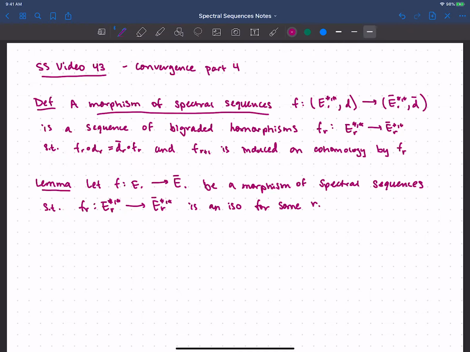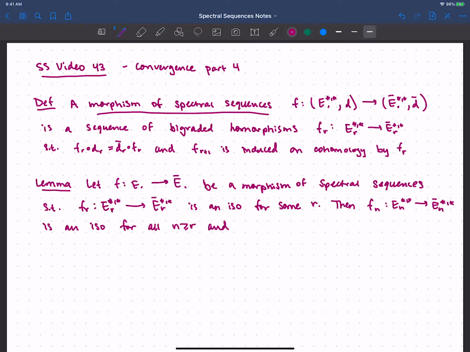So it doesn't need to be an isomorphism on the second page or the first page, but if it's an isomorphism on the 10th page, well, then this lemma claims that we can go to any subsequent page and look at the induced map there, and that should also be an isomorphism. Okay, so that's for all n greater than or equal to r.